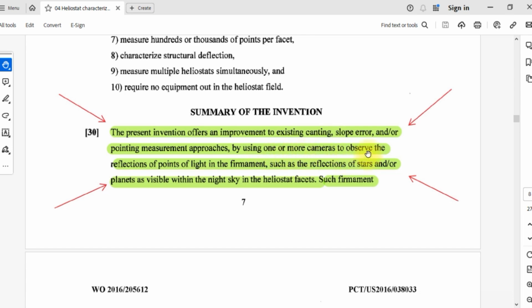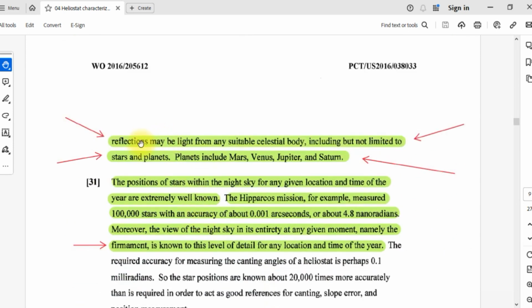more cameras to observe the reflections of points of light in the firmament, such as reflections of stars and/or planets as visible within the night sky in the heliostat facets. Such firmament reflections may be light from any suitable celestial body, including but not limited to stars and planets. Planets include Mars, Venus, Jupiter, and Saturn.